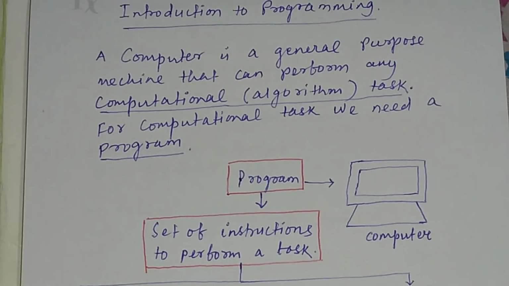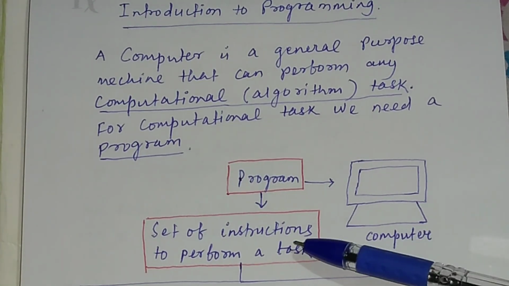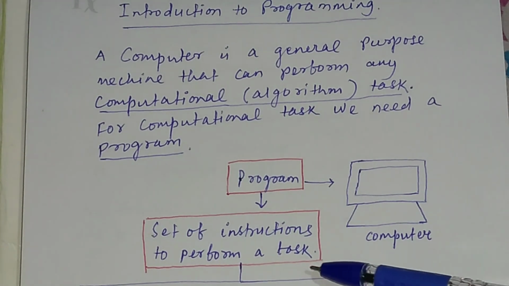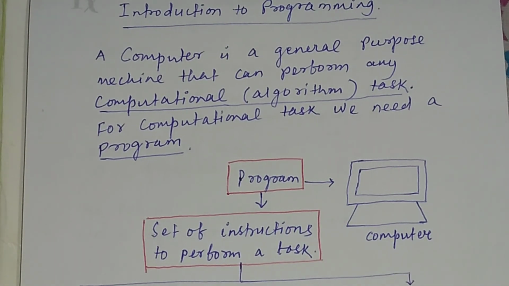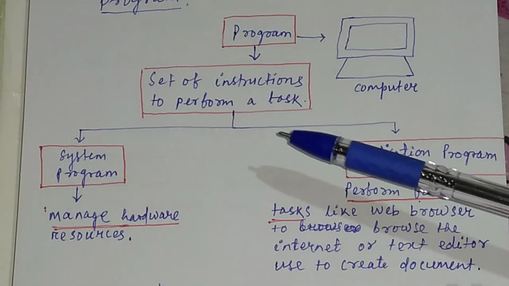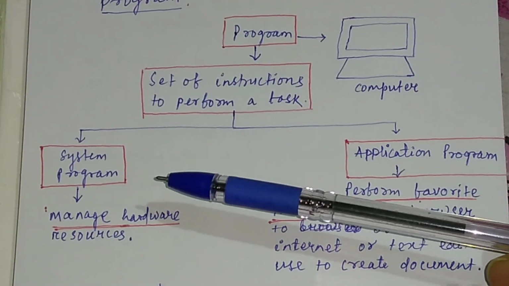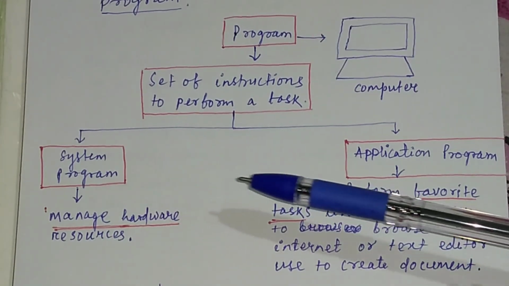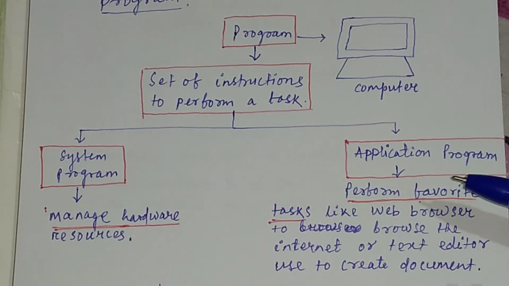Introduction to programming. What is a computer program? Program means a set of instructions to perform a task. There are two types of program. One is your system program and the other is your application program.